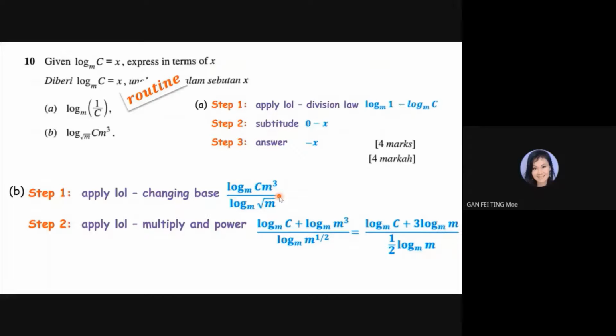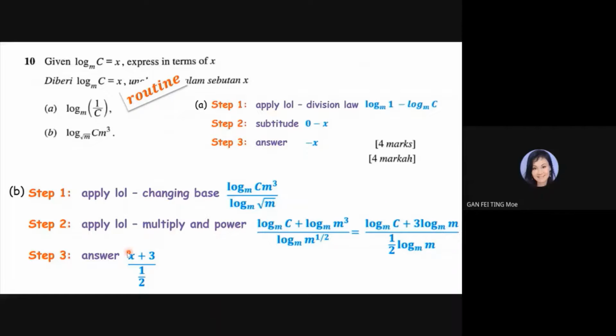Continue. Do you see that? Then after that, log base m of m. What's the value of log base m of m? Can anyone respond to me? What is log base m of m? 1. Yes, very good. How about the rest? The rest are not responding to me. Okay, then log base m of c you have here. So finally, this is x. So you are going to write it as x plus 3 over half.